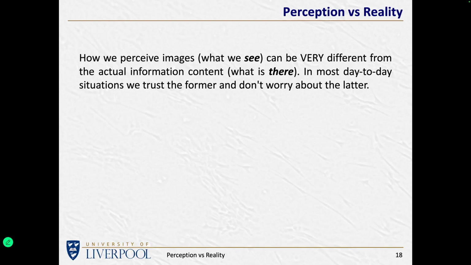In most day-to-day situations, we just trust what we see and we don't worry about the fact that it's not necessarily what's actually in front of us. Scientifically, though, of course, we can't do that. We have to worry about whether human perception is being fooled by what it is we think we're seeing.